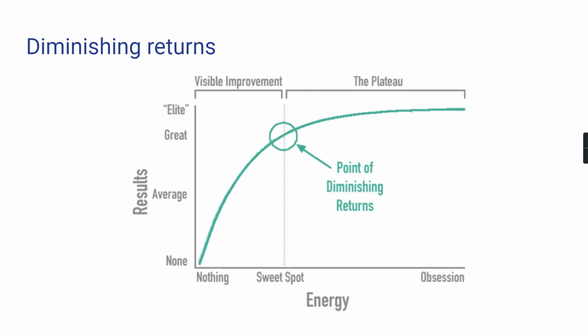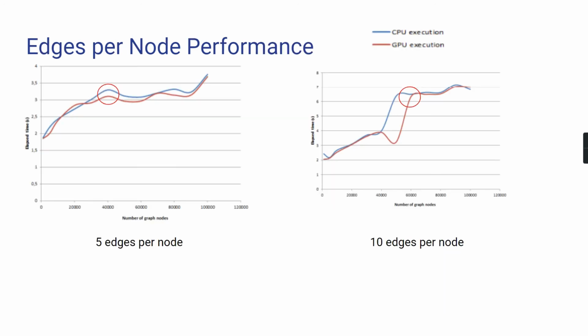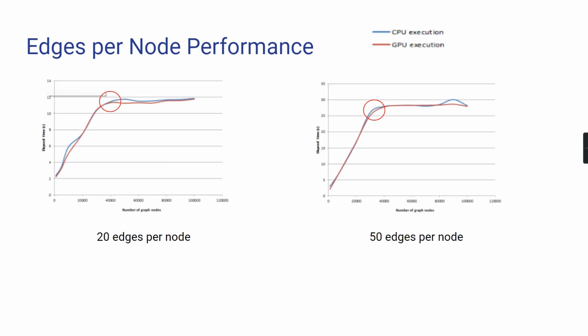So diminishing returns is basically the point where your results kind of plateau based on the energy that you're spending to achieve them. And that can be seen here for the edges per node performance, where you can see both of these end up plateauing at a certain point where it doesn't necessarily matter too much how much you're doing. And that can be shown here as well. And so in conclusion, Dijkstra's algorithm just may not parallelize fully well and may be better as a serial algorithm, though some speedups were found and can be achieved, especially at higher numbers of nodes.